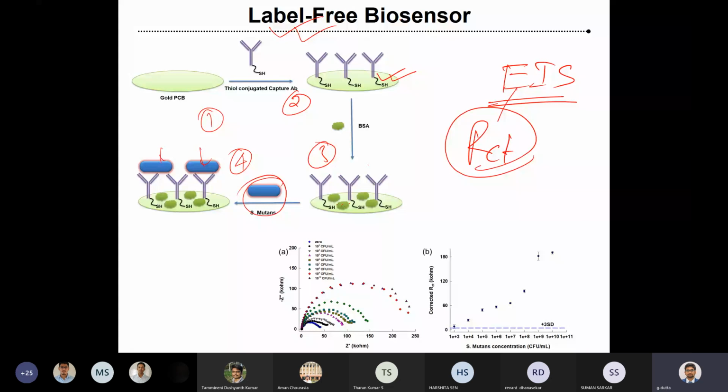Generally in the label-free sensor case, you can use this impedance spectra or RCT measurement, and plot different concentrations. You will get higher and higher RCT, and you can plot it in a calibration curve. Then you can measure an unknown concentration. This is called a label-free sensor. Why? Because you are not using a secondary antibody conjugated with some label. That's why it is called a label-free sensor. Clear, guys?